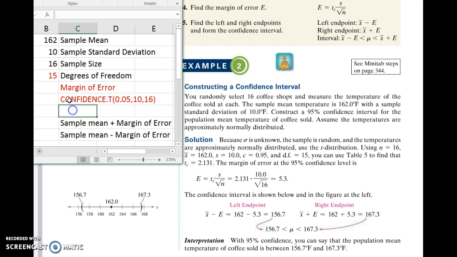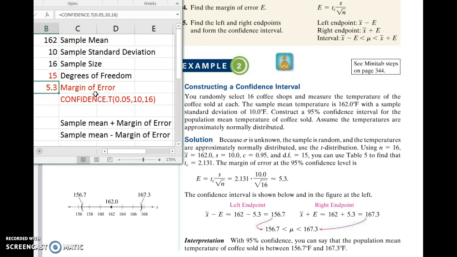So we use the formula CONFIDENCE.T to let it know that we're using the t-distribution, which we have to use whenever we don't know the population standard deviation. The first thing we enter is alpha, which if we have 95% confidence, is 5%, so 0.05. Our next input is the sample standard deviation, and then our final input is the sample size. So when I put an equal sign in front of that, Excel will calculate it for me, and I get 5.33. And to match up with the book, let's just use one decimal place, 5.3.